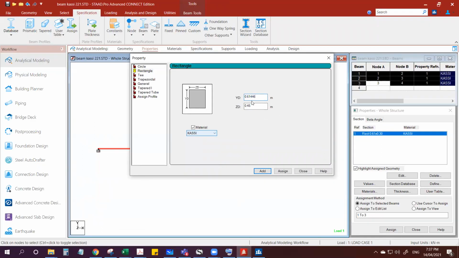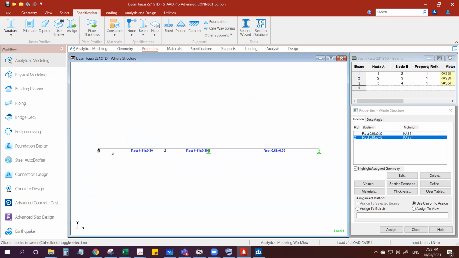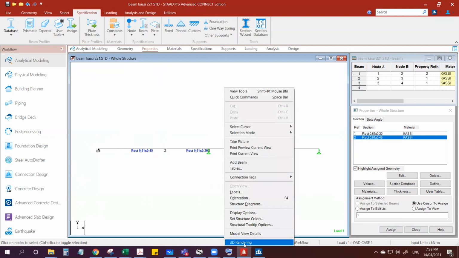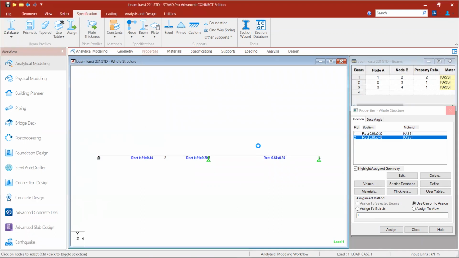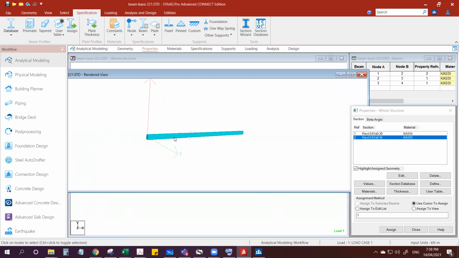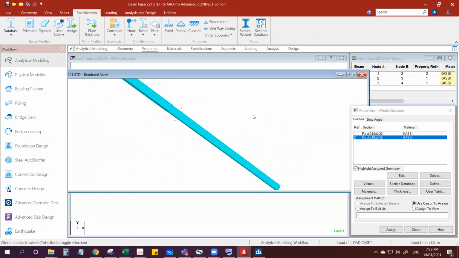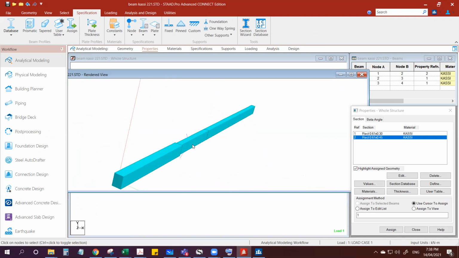0.45 and 6.61446, then add. And this is the 1.5i, remember? So I'll select the command, select this object, and then assign. Now maybe if I 3D render, right click 3D render. So here it is. So we should get a larger cross section because it's 1.5i. The rest is I.